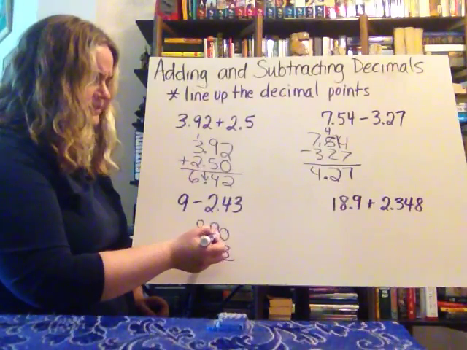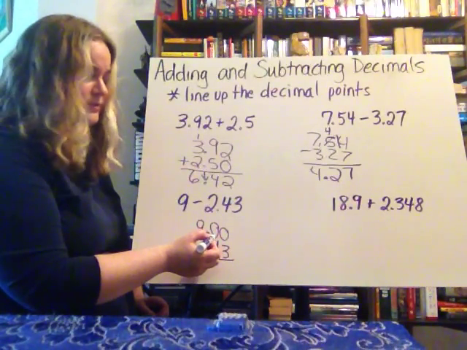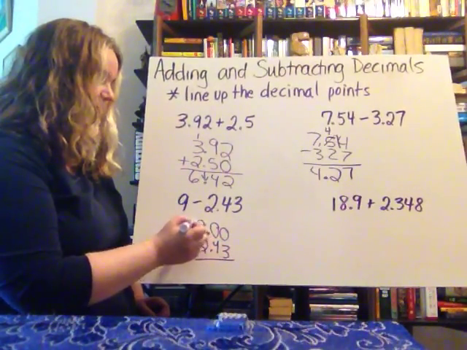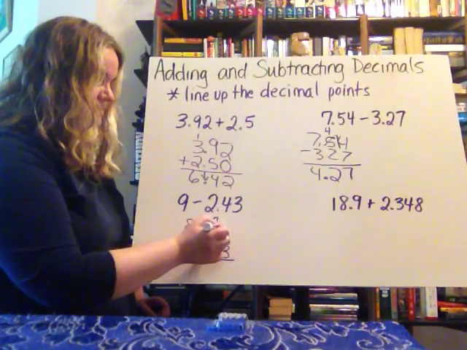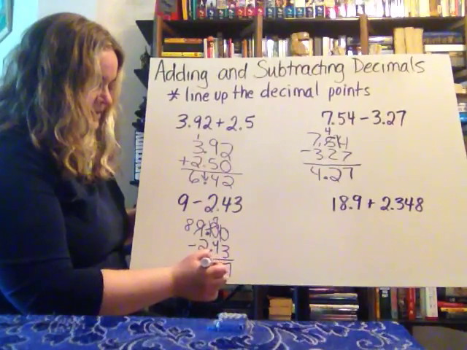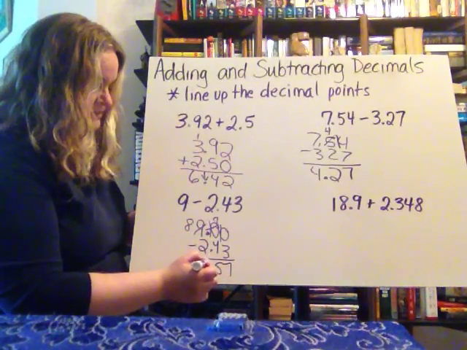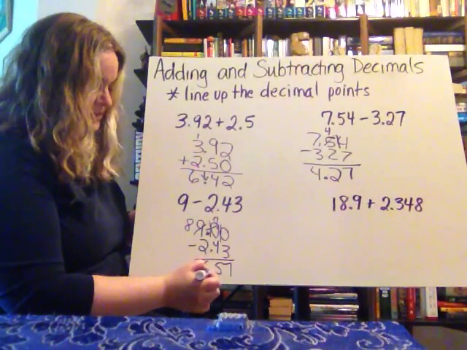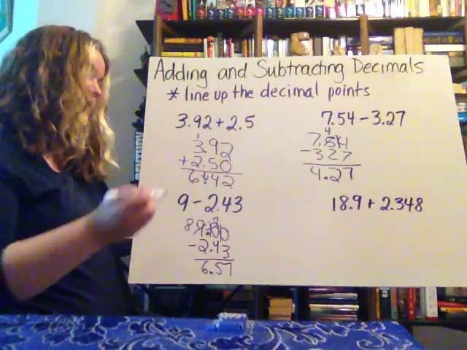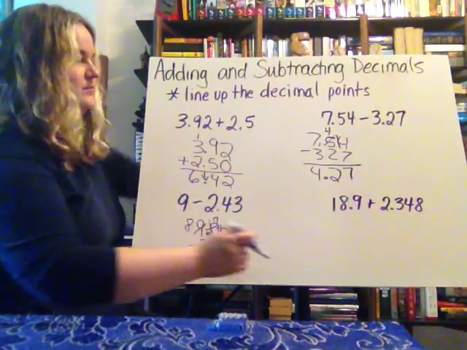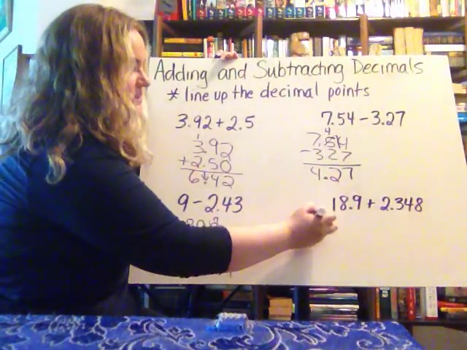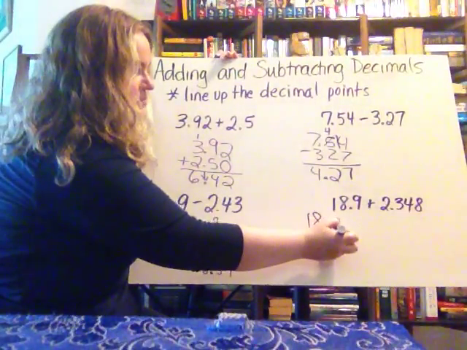So I can't take 3 away from 0. I have to borrow. I can't borrow from that place, so I have to go all the way over here. And then after I go all the way across, I can then subtract and drop my decimal point straight down. And so again, making sure that you don't change the order of subtraction or you're not going to get the correct answer.